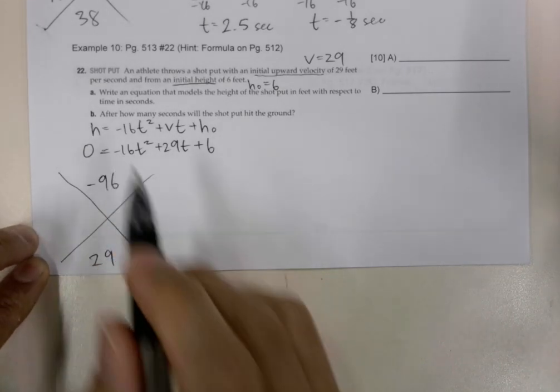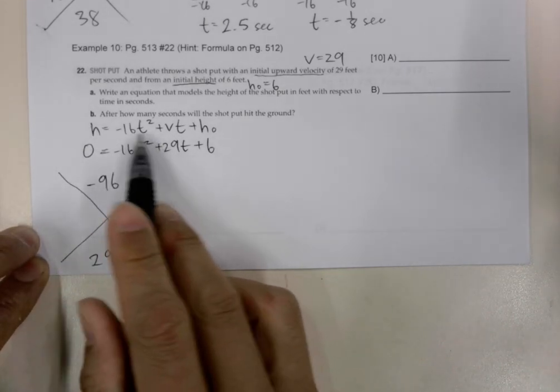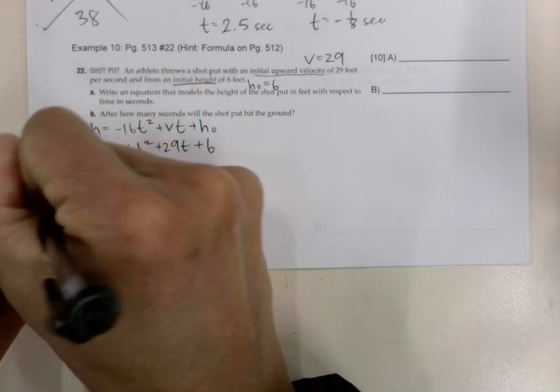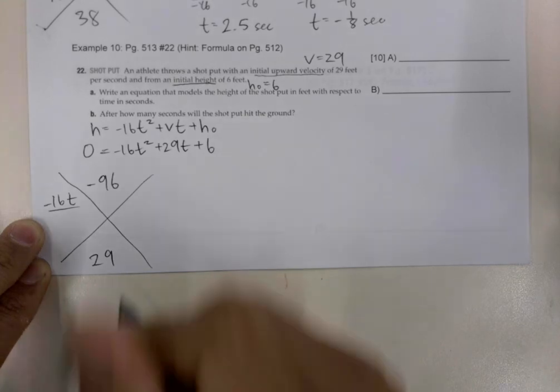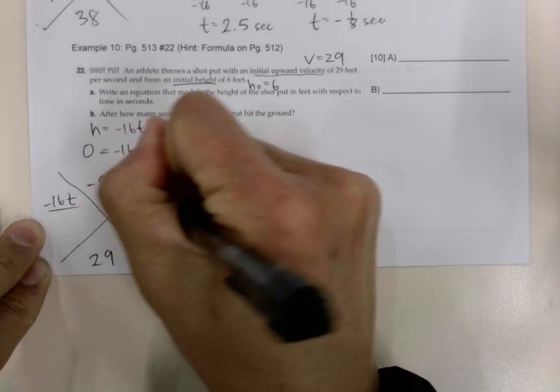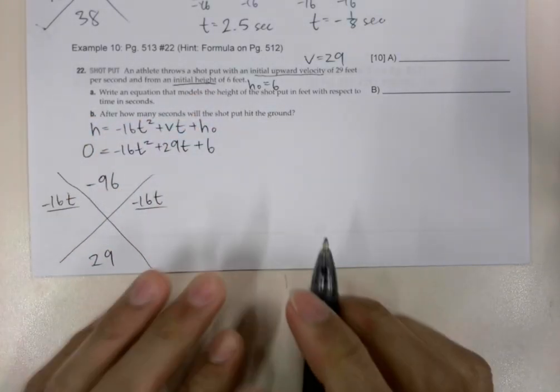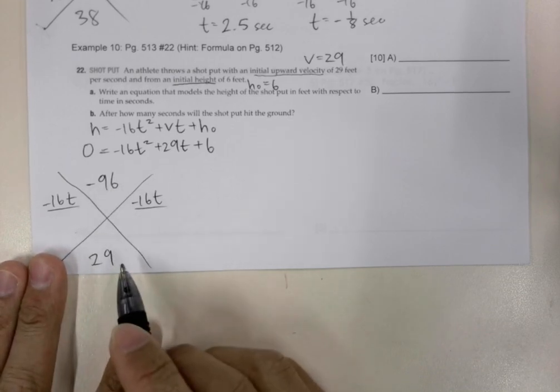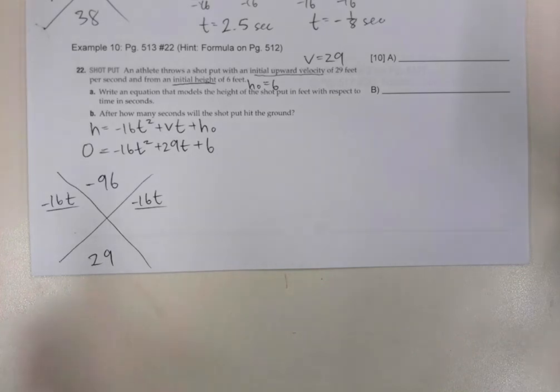And then since we have a coefficient in front of the t squared term, we need to put that coefficient under the t as a denominator there, and also here for the second factor. And now we need two numbers that multiply to negative 96 and add up to 29.